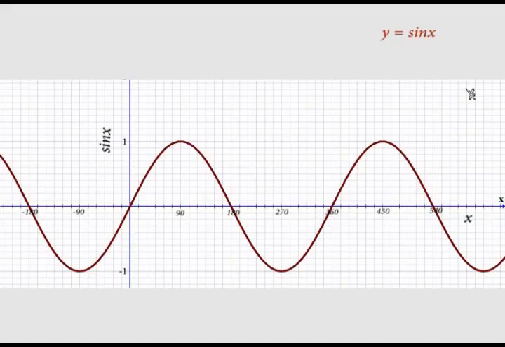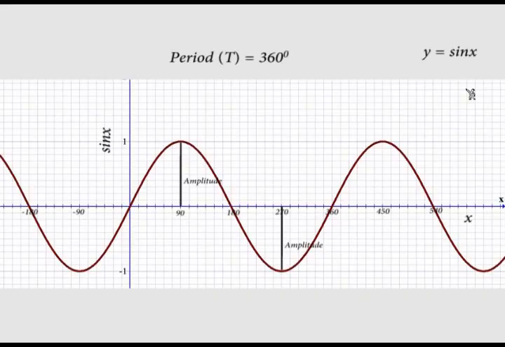The maximum or minimum value of the graph is called the amplitude. In this case, the amplitude is 1. The graph repeats itself after 360 degrees or 2π radians. So the graph has a period of 360 degrees or 2π radians. The distance between two successive crests or troughs is called the wavelength.